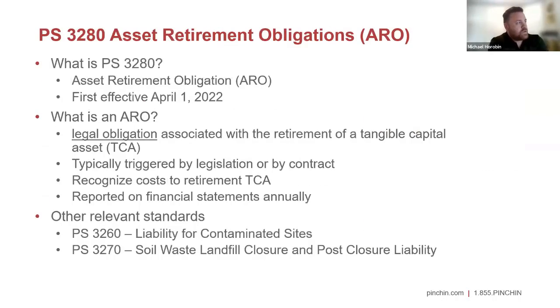PS 3280, or Asset Retirement Obligations, ARO. It's the asset retirement obligation that was first effective April 1st, 2022. It's a legal obligation associated with the retirement of all tangible capital assets, or TCAs. It's typically triggered by legislation or by contract. It's done to recognize the cost of retirement of these tangible capital assets and is reported on financial statements annually.